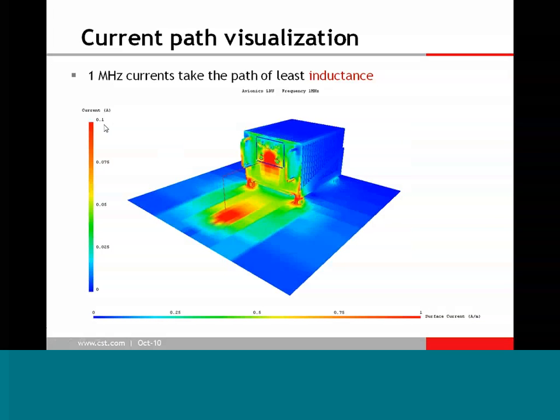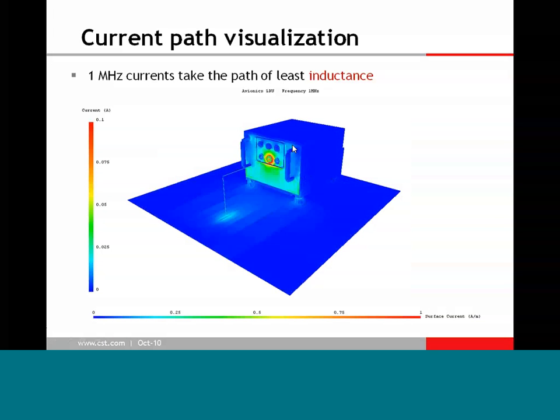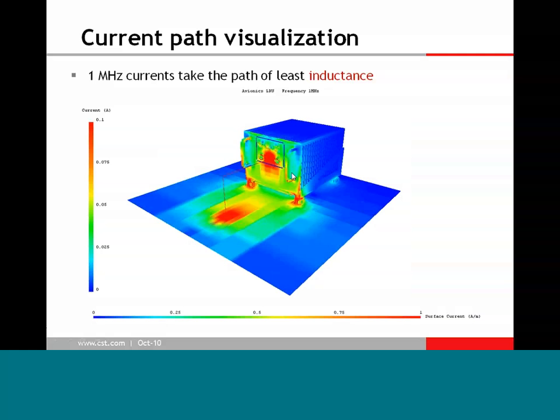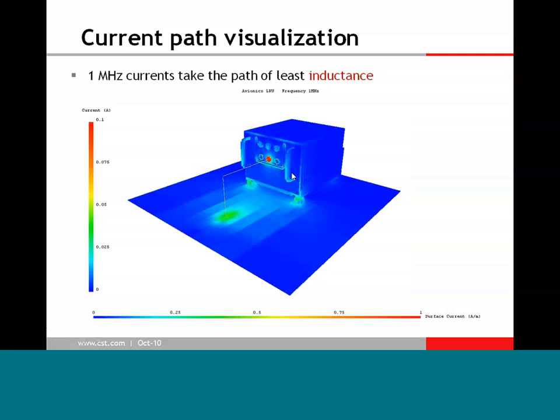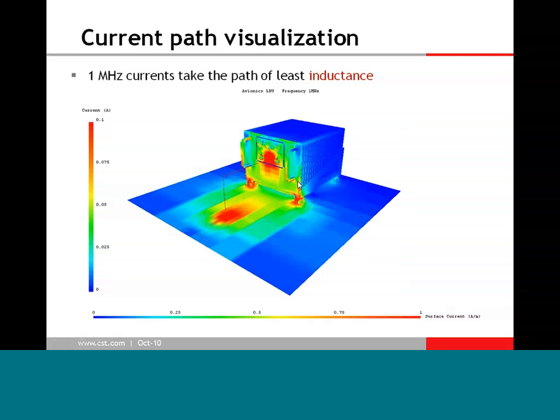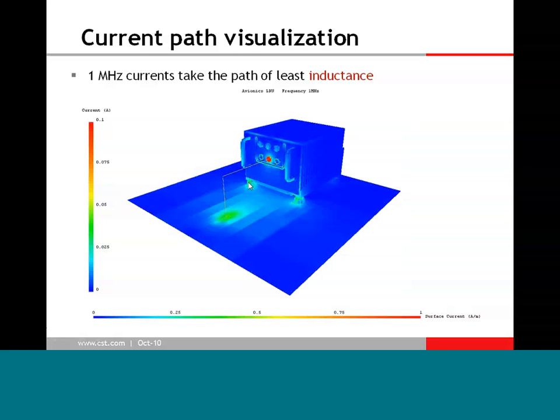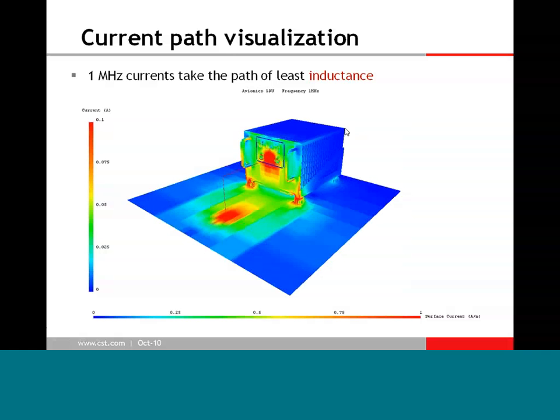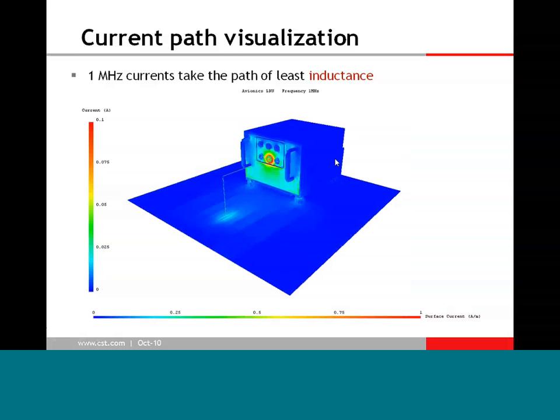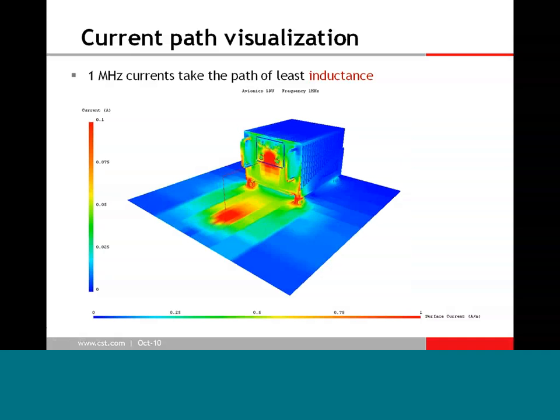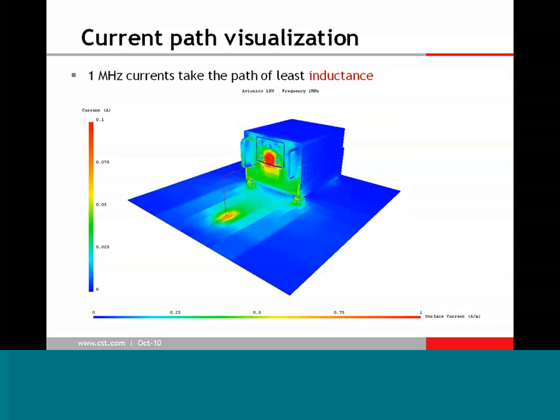This is actually an animation of 1 megahertz, and at this frequency, the current is going to try and take the path of least inductance. Okay, so it's kind of interesting that it mainly stays on the front panel, and it returns through the legs of the enclosure where it's mounted to the ground plane. Very little current is actually flowing over the side and top walls of the enclosure at this frequency. If we were to look at a lower frequency, the current may take the path of least resistance, and you would see the current flowing over the whole structure.